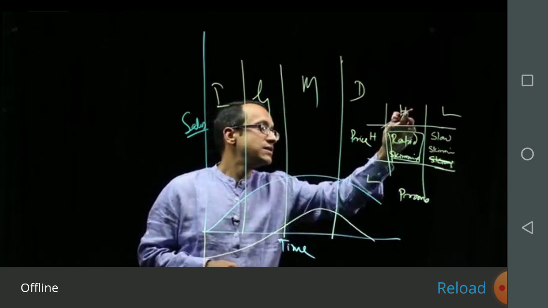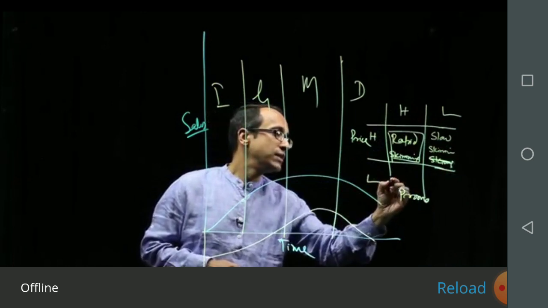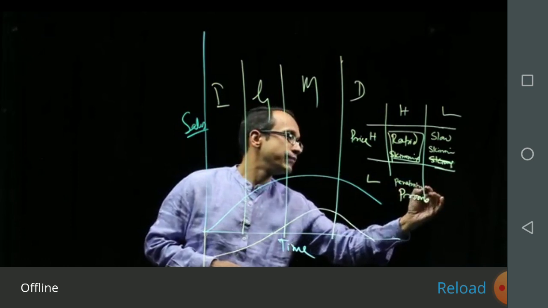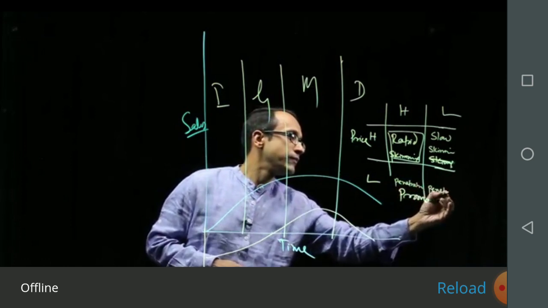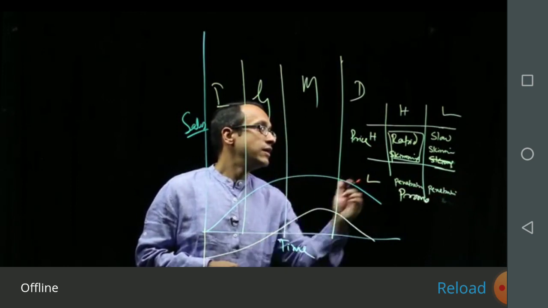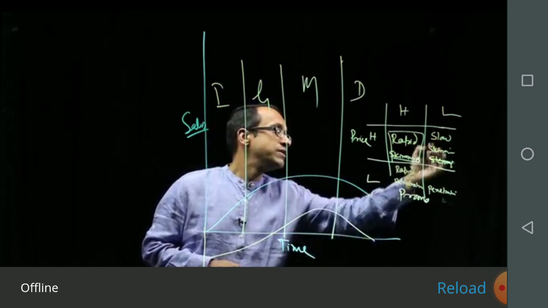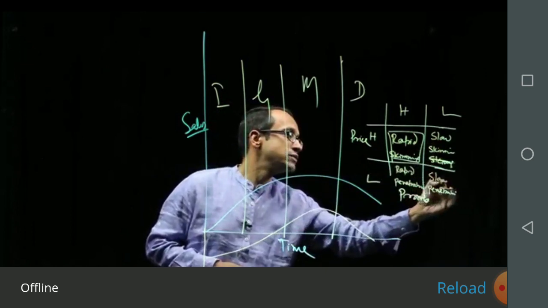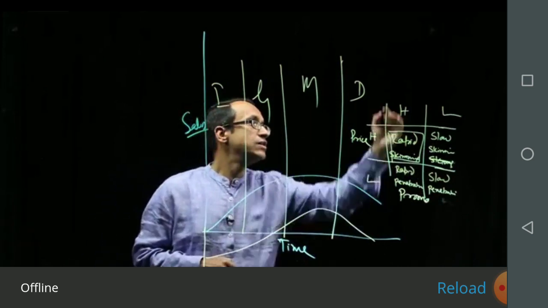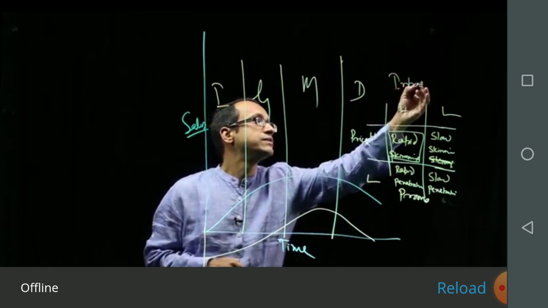Price is low, you call that penetration. And here you are talking about rapid penetration, here you are talking about slow penetration. What is happening over here? These are the 4 strategies for the introduction phase.